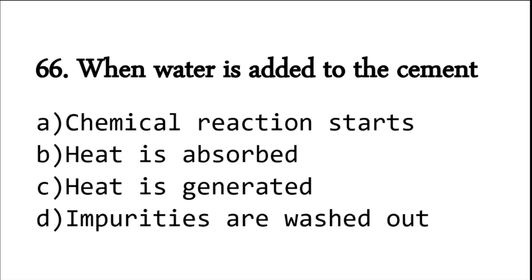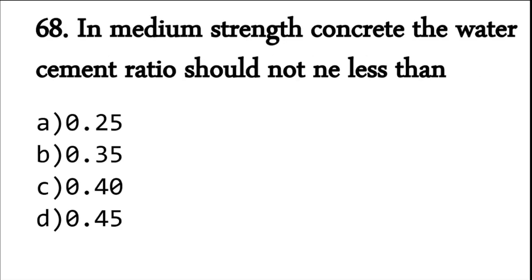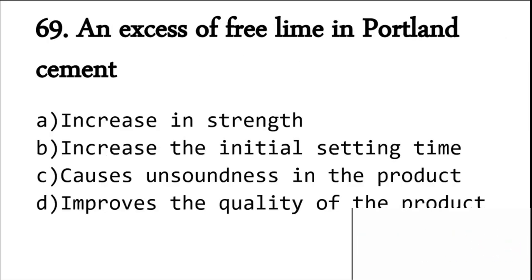Okay, next one is, in medium strength concrete, the water cement ratio should not be less than 0.40. C is the correct answer. Next is, an excess of free lime in Portland cement causes unsoundness in the product. C is the correct answer.